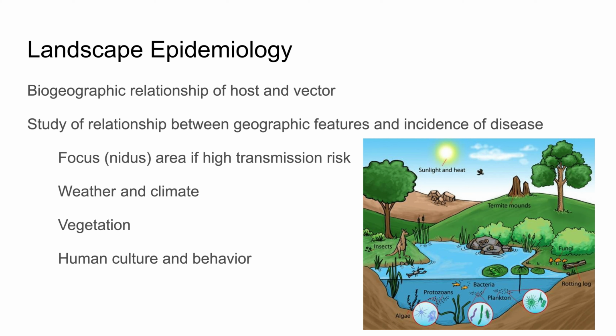What type of vegetation is present in the environment? If there's enough vegetation, proper vegetation, many insects are going to use that for laying eggs or having young. And then, of course, human culture and behavior. Are we using an insecticide? Are we wearing DEET or long clothing? Are we behaving in a way that's going to keep the mosquitoes away?